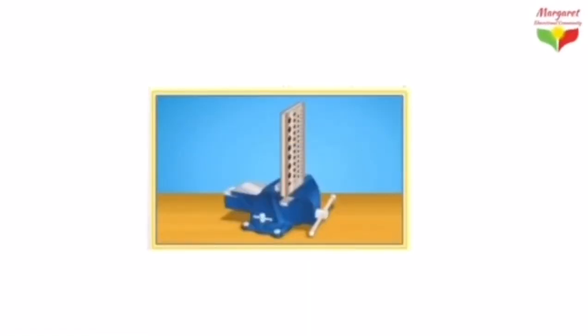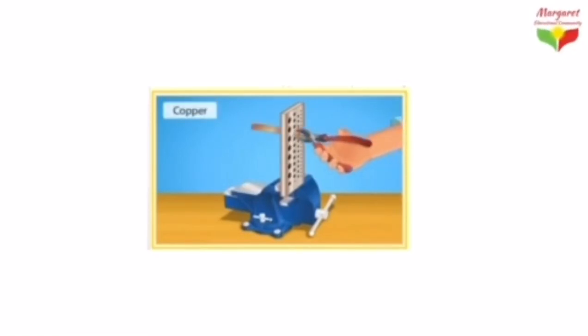Also, what you see here on the screen is a test for ductility. As you see, aluminum and copper can be drawn into wires without breaking. And also, copper is used for electrical wiring because it's ductile and conducts electricity well.